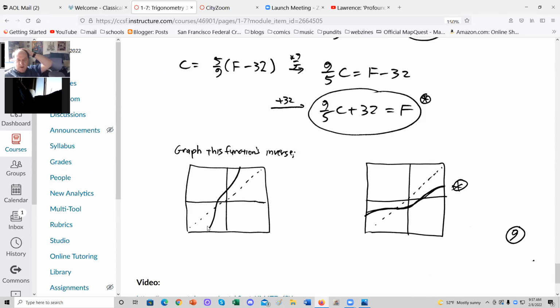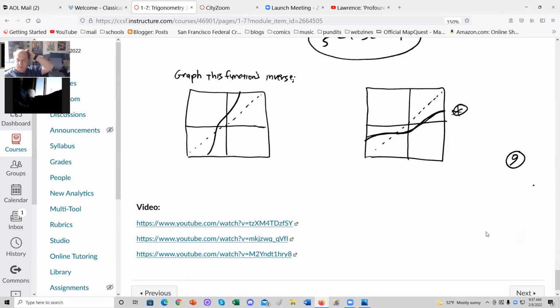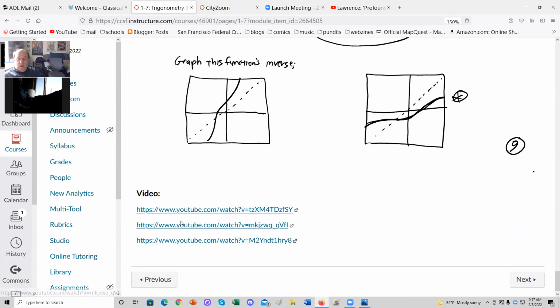Okay, here's a function graph. The graph of its inverse? Well, we flip it across the diagonal like that. There you go.